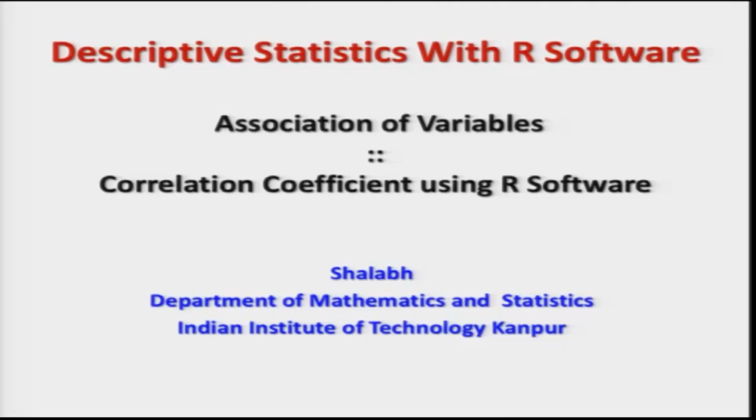Welcome to the next lecture on the course Descriptive Statistics with R software. You may recall that in the earlier lecture we started a discussion on the concept of association between two continuous variables, and we learned about the correlation coefficient. And we also have understood now how to interpret the values of the correlation coefficient with respect to the magnitude and direction of the association.